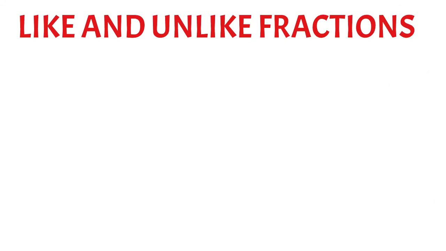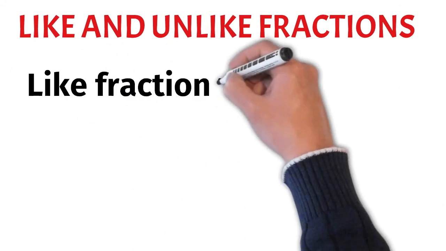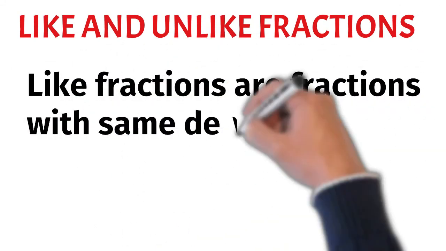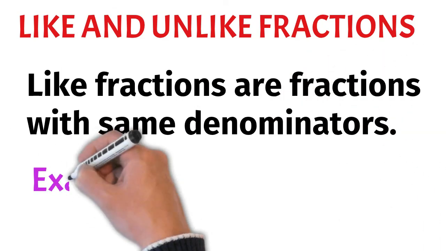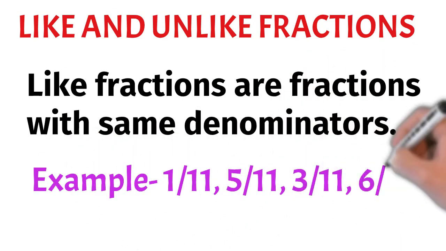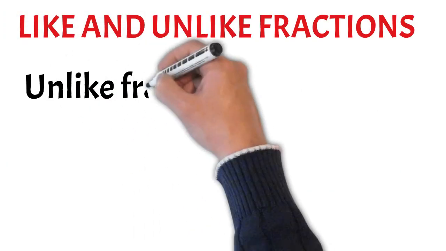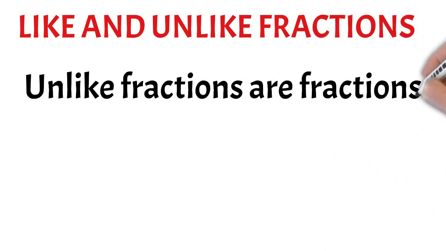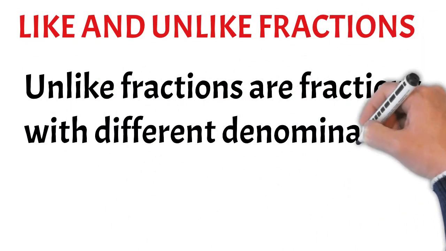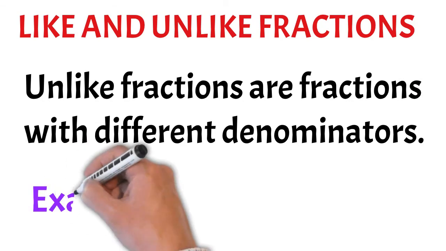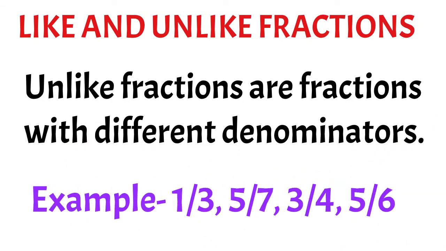Next is like and unlike fractions. Like fractions are fractions with same denominators. For example, 1 by 11, 5 by 11, 3 by 11, 6 by 11, etc. Unlike fractions are fractions with different denominators. For example, 1 by 3, 5 by 7, 3 by 4, 5 by 6, etc.